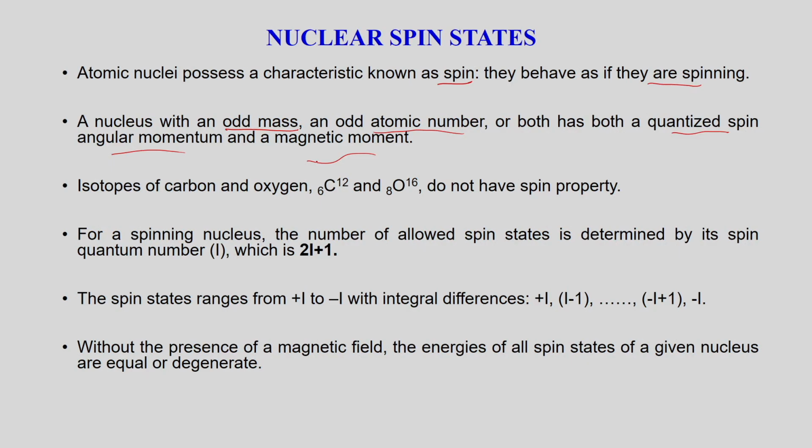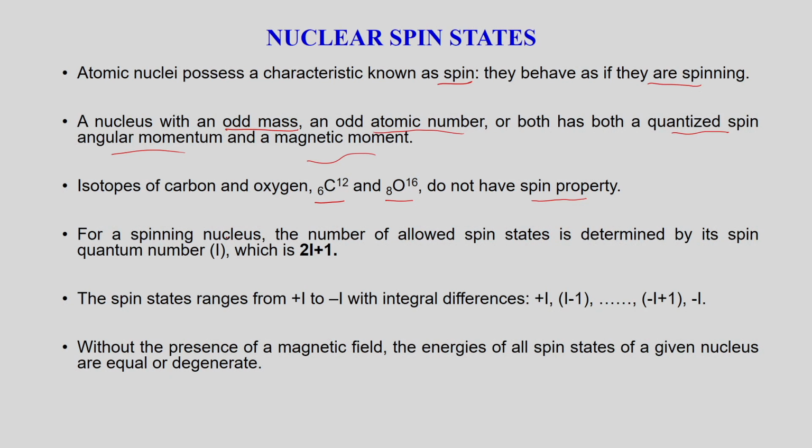What do we mean by spin angular momentum? Spin angular momentum means it is spinning on its axis. If it is spinning on its axis, it will have an angular momentum which is conserved, and it can go to certain states of energy. That is called quantized spin angular momentum, and because of the spinning motion of the nuclei, it will cause a magnetic moment. For example, nuclei such as carbon-12 or oxygen-16 do not have the spin property because they have an even nuclear mass.